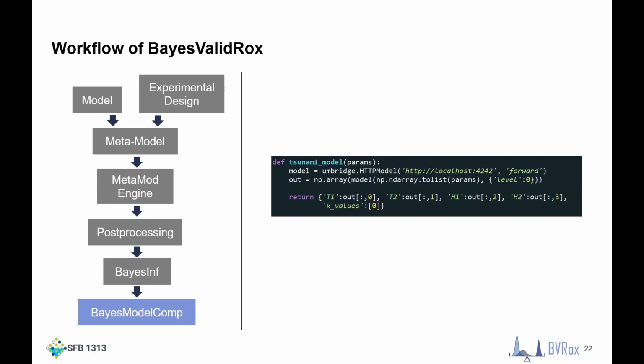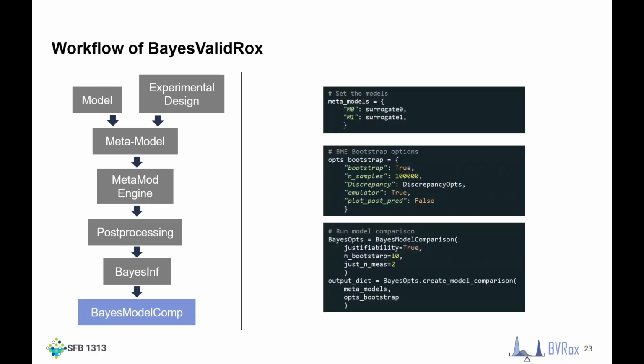Here it's just for the tsunami model that was in the tutorial yesterday. And I created two models and two surrogates for level 0 of this tsunami model and level 1. I did not do level 2. I thought it would probably take too long to have it ready today. And this is then how the model comparison should be set up. I just define my models, set some bootstrap options, and let it run.